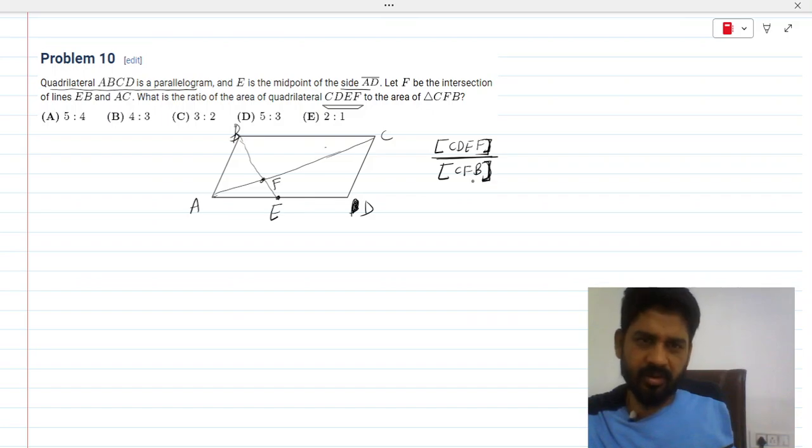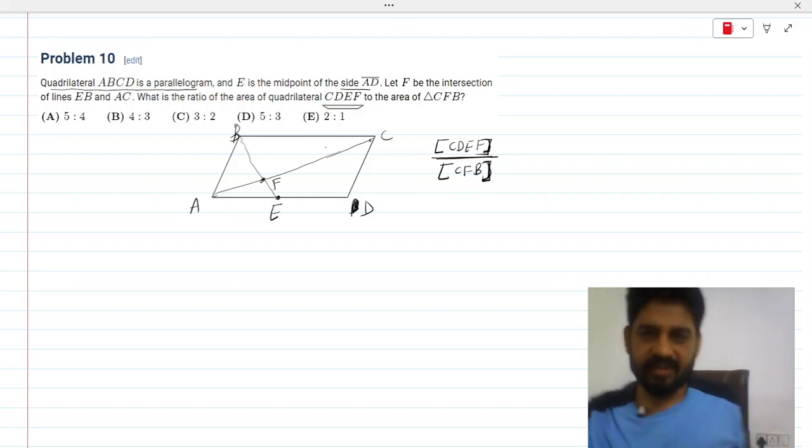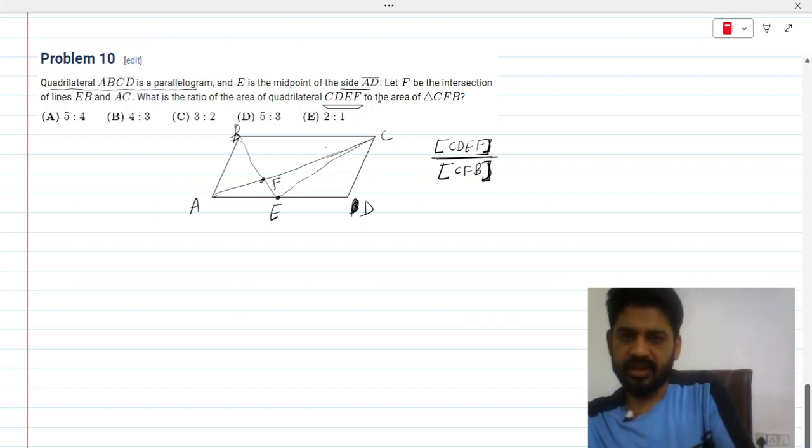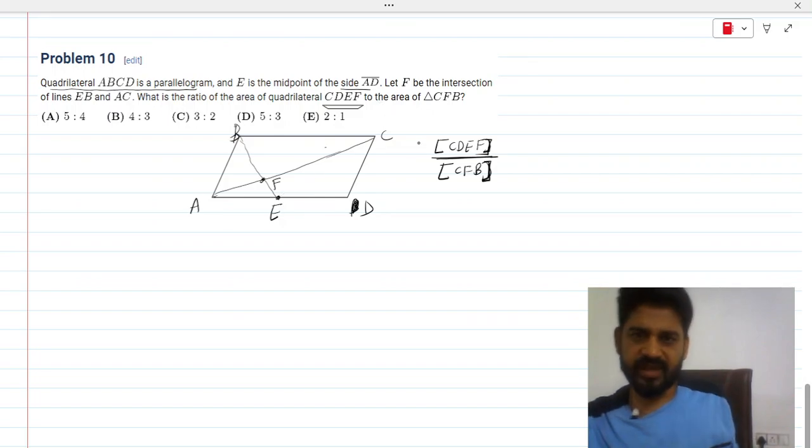Okay, so this problem also can be done by many methods. You can use the similar triangles method. You can use the ratio of triangle dividing using the midpoint. But I feel the easiest will be base and height if you use. So first of all, this similar triangle we have to use, what is AFE and BFC.